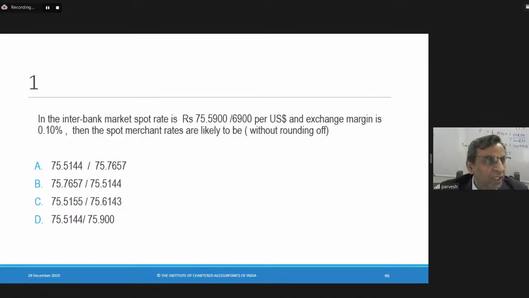So the question is that in the interbank market, spot rate is 75.59/69, and exchange margin is 0.10%. Then what will be the merchant rates? Okay, so please answer this question.